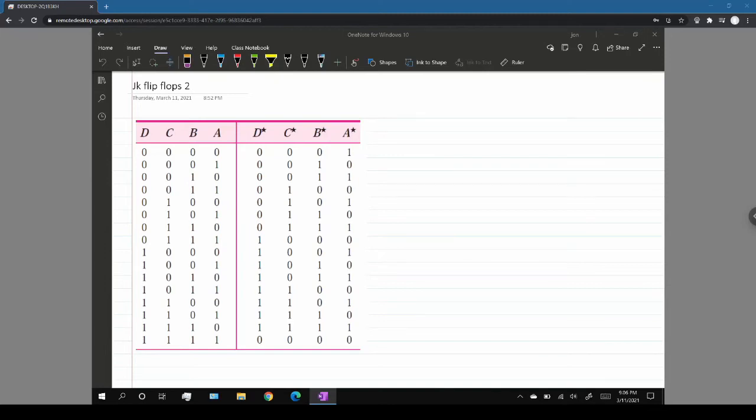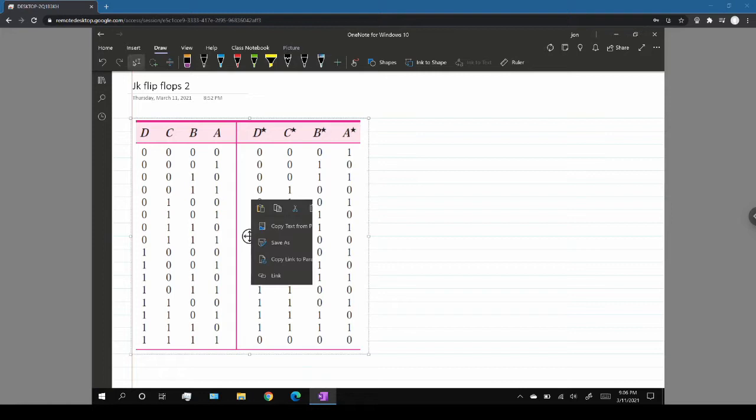Hello everyone, I'm going to be talking about how to make a 4-bit counter using JK flip-flops. So what we're looking at here is a state table. We're starting at all zeros here. And what we have here is the next state. So we see that it goes from 0 to 1 on this side.